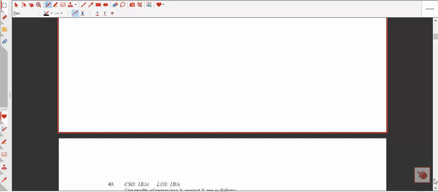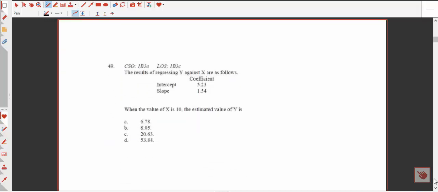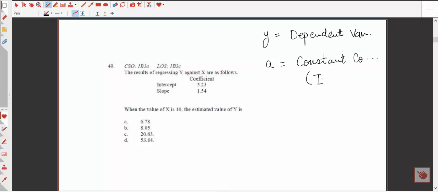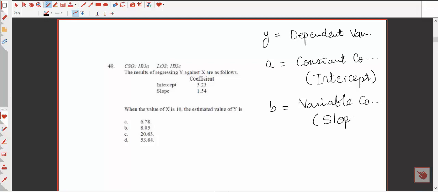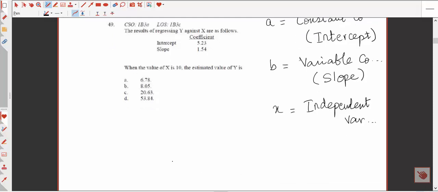The next question is also on the same regression model, and as I told you in the last class about y, a, b and x: y is my dependent variable. A is my constant coefficient, which is also called intercept. B is my variable coefficient, which is also called slope, and x is my independent variable. All these terminologies I have already explained in the earlier video, so if you are not comfortable, please refer to the earlier video. Now I'm writing here y = a + bx again.